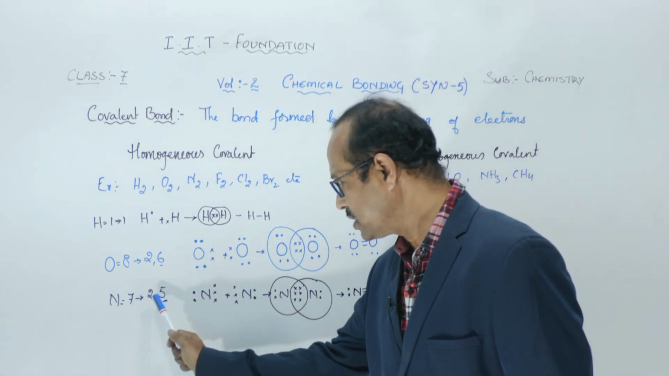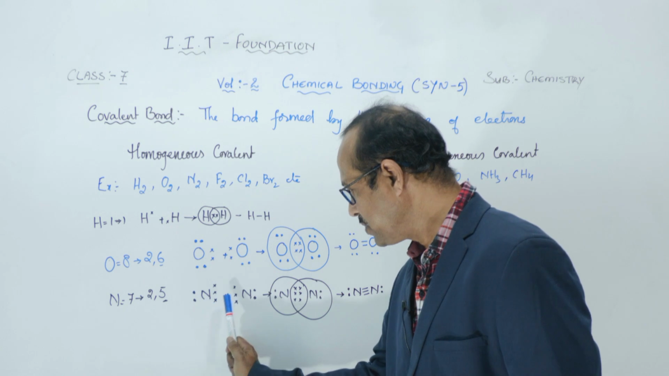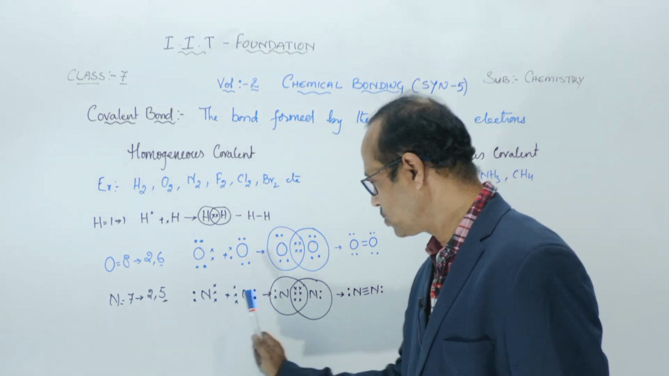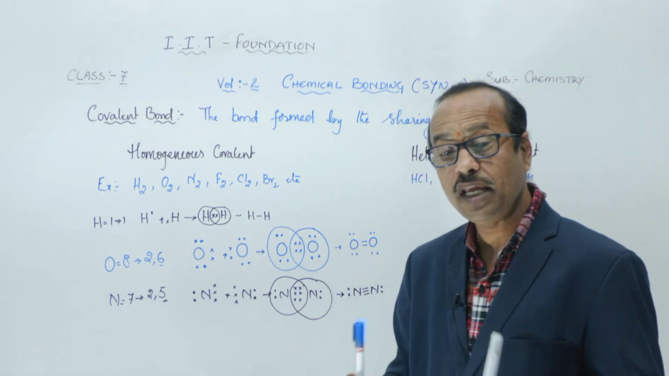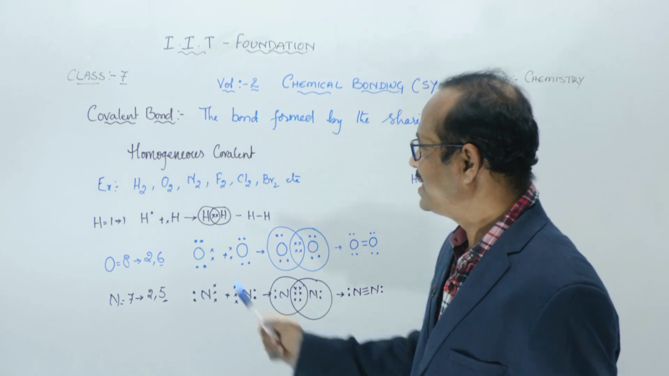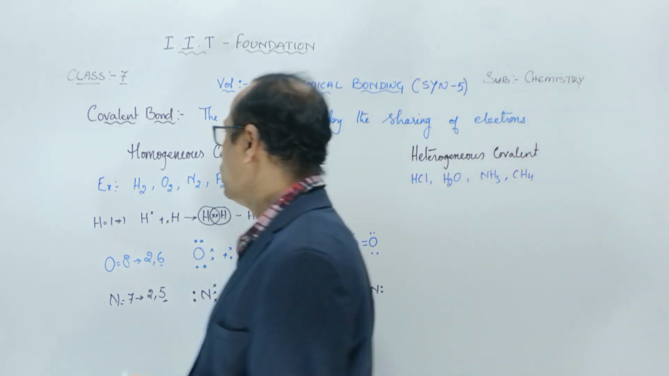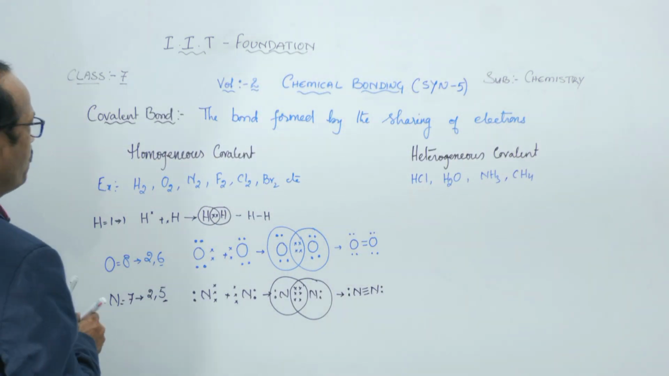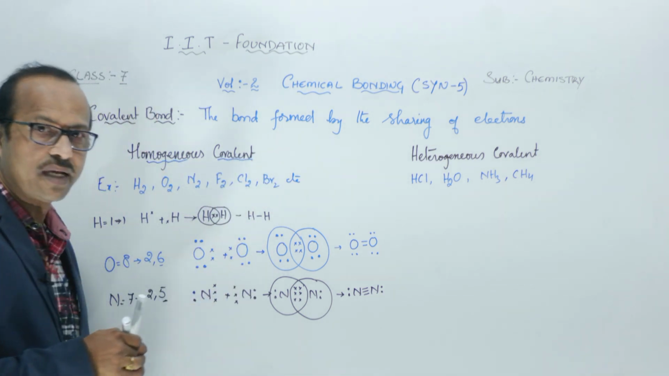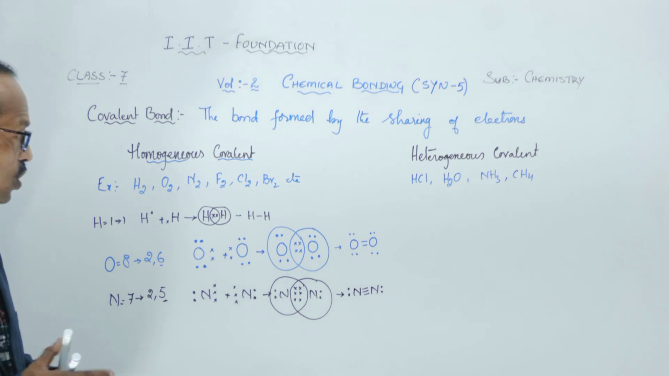So here nitrogen, 2 plus 3. Here also 2 plus 3. Here nitrogen is providing 3 electrons, and this nitrogen is also providing 3 electrons. So equally they are shared. Equal electrons are provided, equal electrons are shared. So this type of bond is called a homogeneous covalent bond. Clear? This is a homogeneous covalent bond. Any doubt?